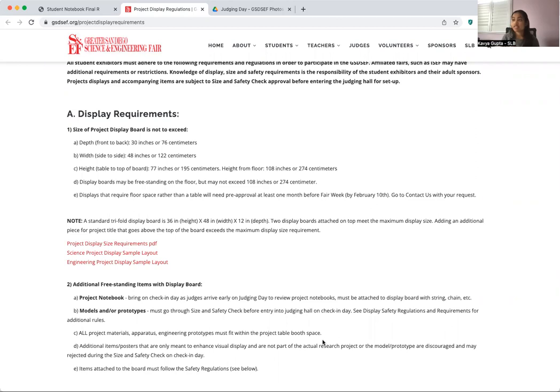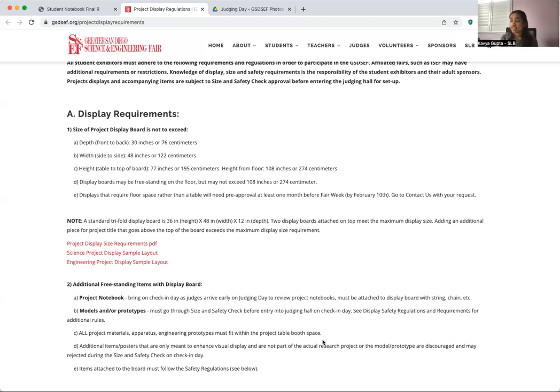And they may be freestanding on the floor. So one of the examples that we saw earlier was from top to bottom, but it must not be more than 108 inches. And these displays that require floor space rather than a table will need different pre-approval at least 1 month before Fair Week, by February 10th. So that was last week, but hopefully if you are using more floor space, you should have noted these requirements beforehand as well.